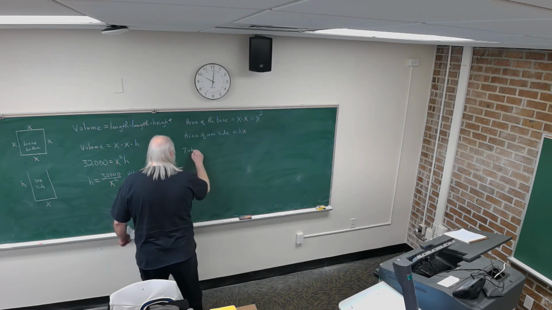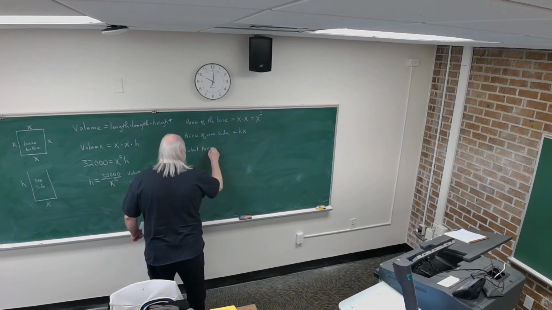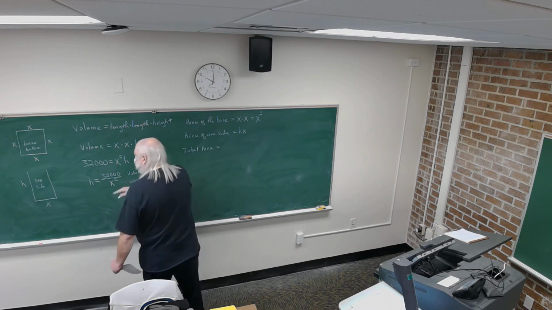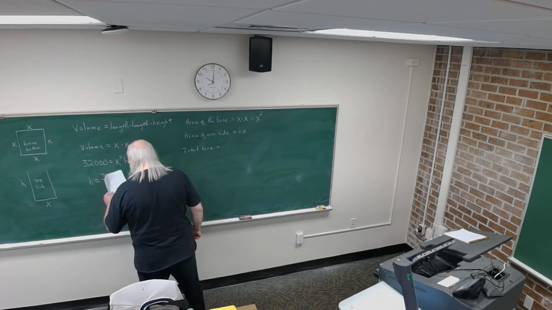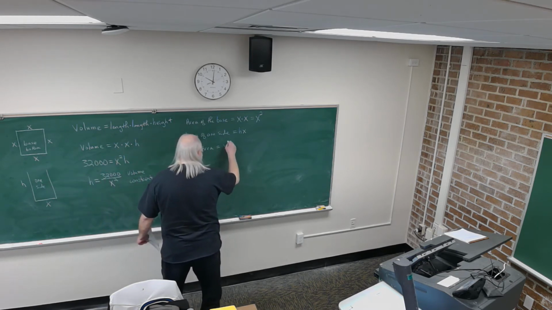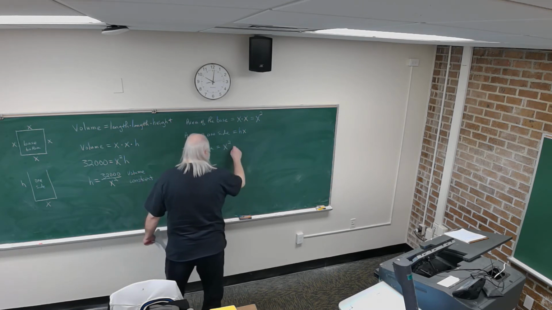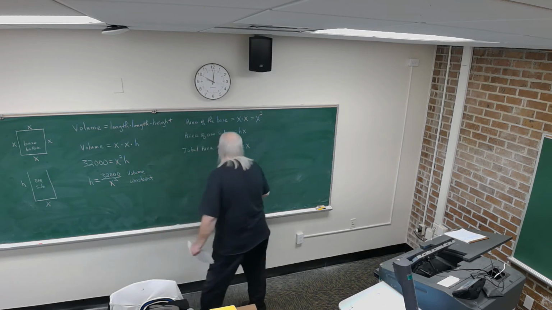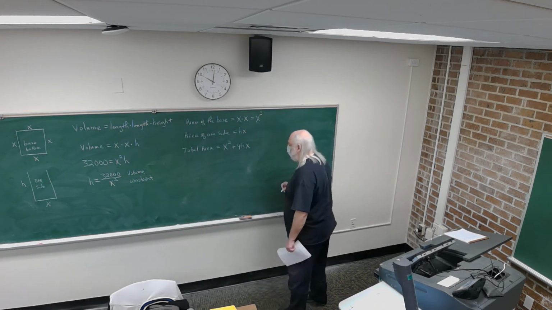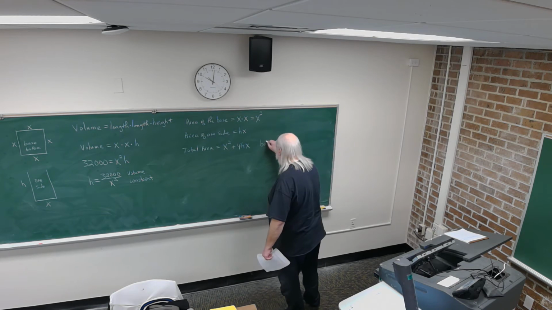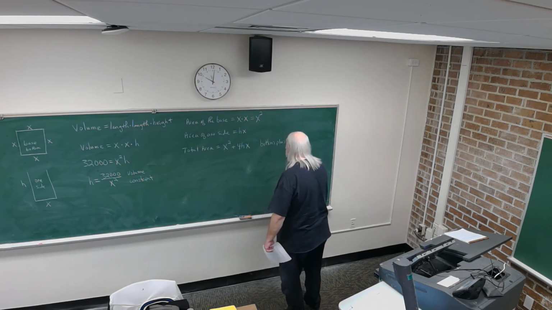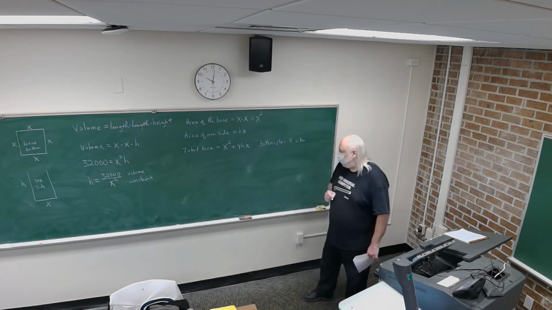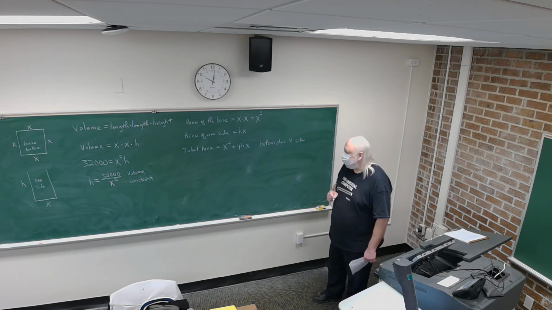So the total area of the four sides of the box plus the bottom of the box is x squared for the bottom of the box, and then 4 times h times x for the four sides. Okay. So we have the bottom plus four sides. That's the total area for the bottom plus the four sides of the box. Okay.